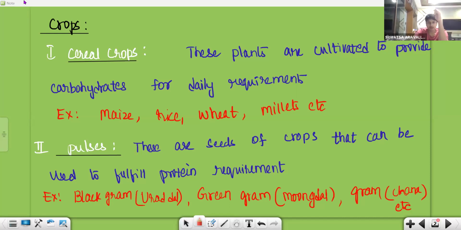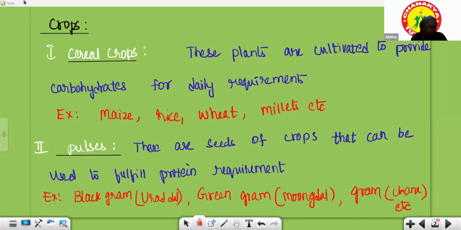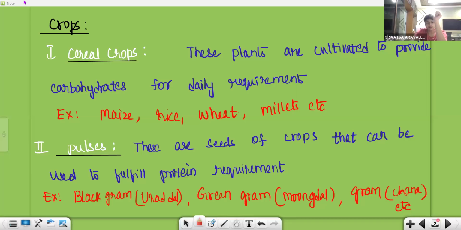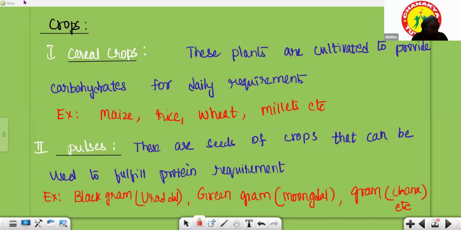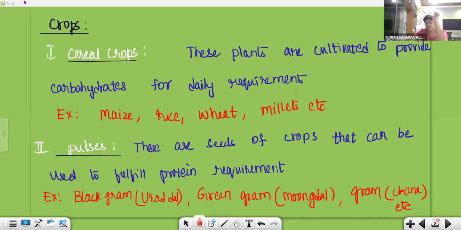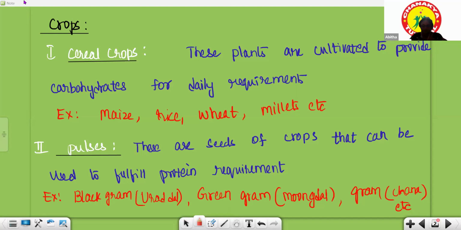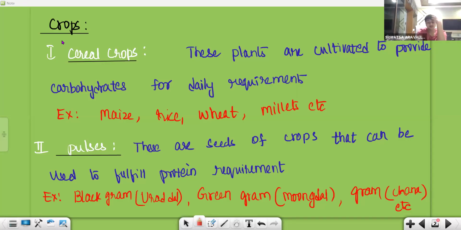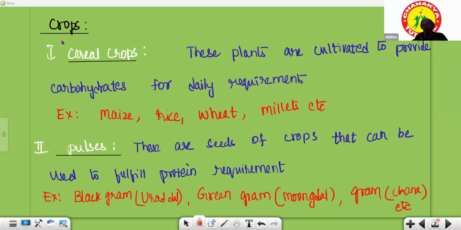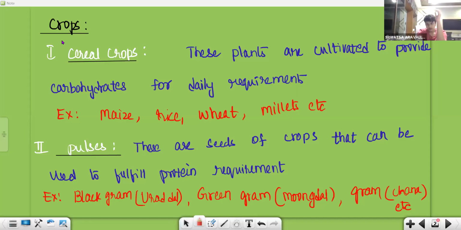For cereal crops, these plants are cultivated to provide carbohydrates for daily requirements. Examples: maize, rice, wheat, millets, etc. Okay, next.